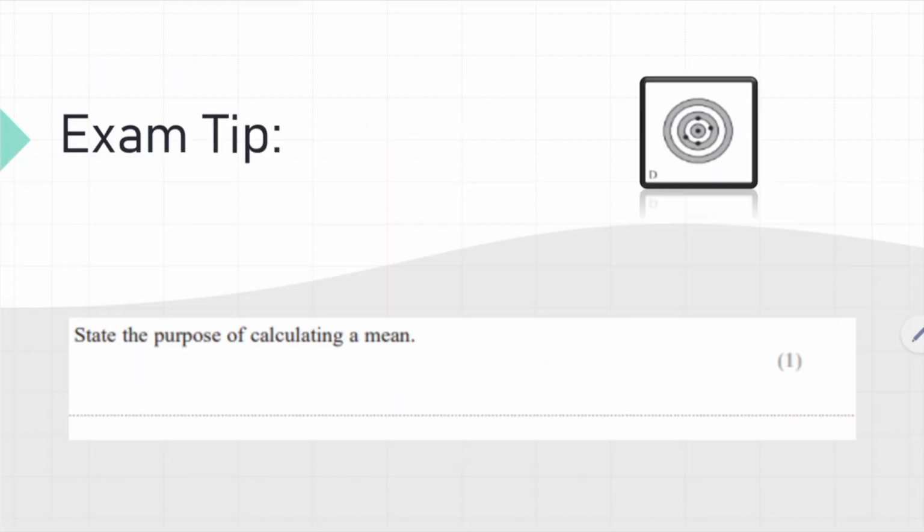So an important exam tip is if you get a question along the lines of state the purpose of calculating a mean, then you will always need to say to reduce the effect of random error.